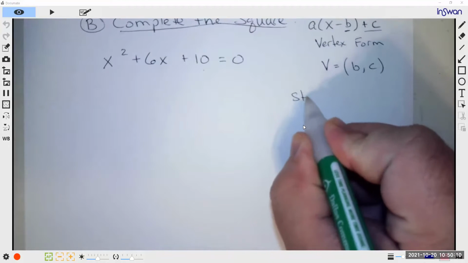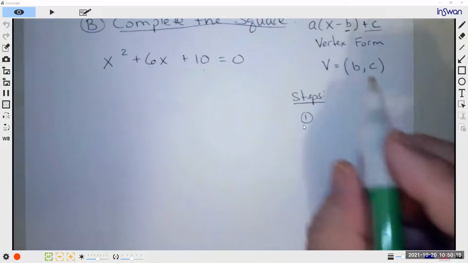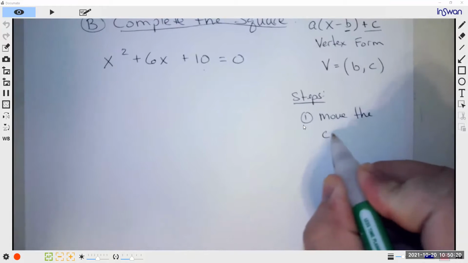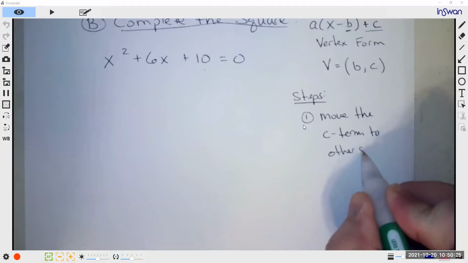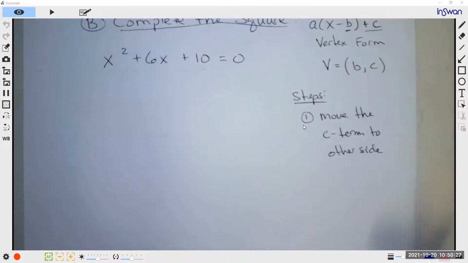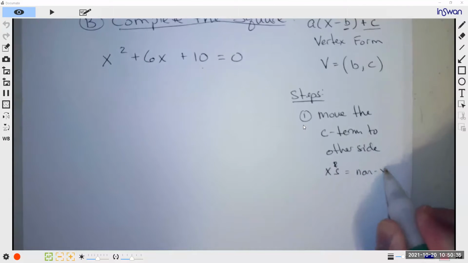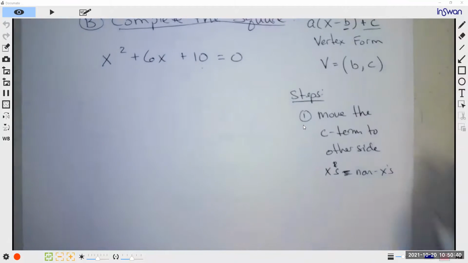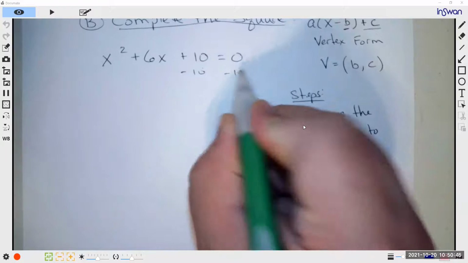Here are the steps. Move the C term to the other side. So you're going to have X's and non-X's. X's on one side and non-X's on the other. So that's our first step.